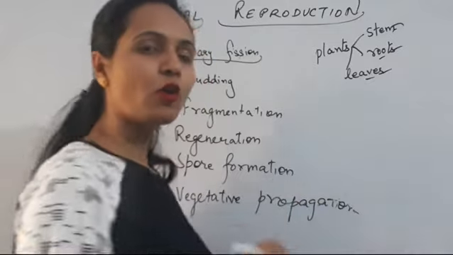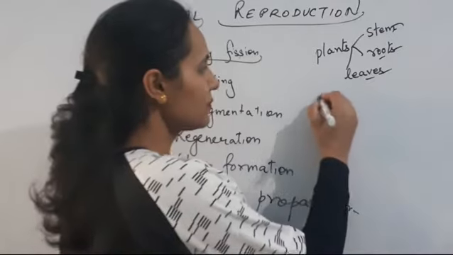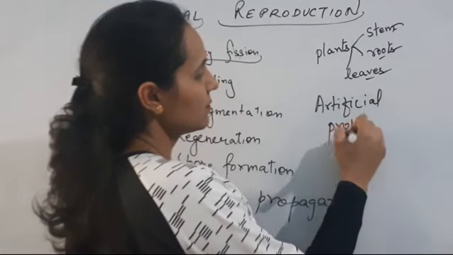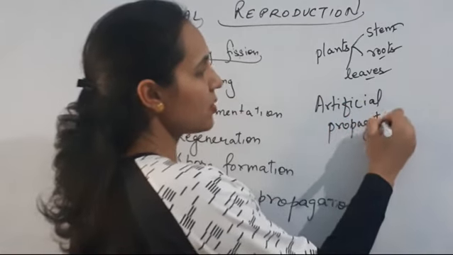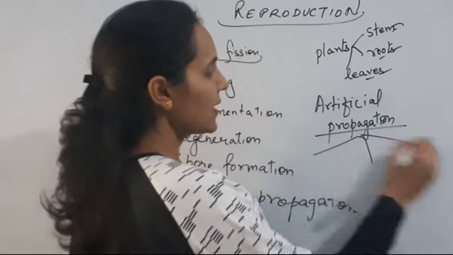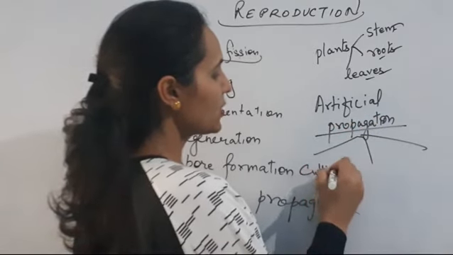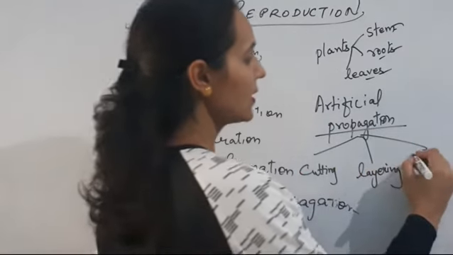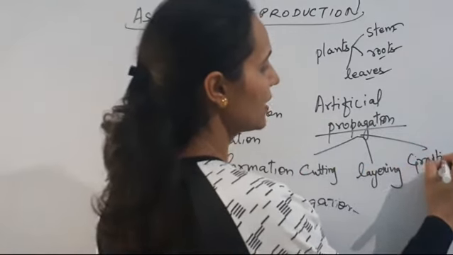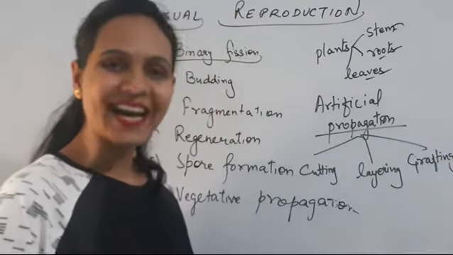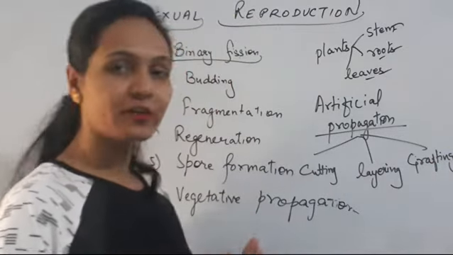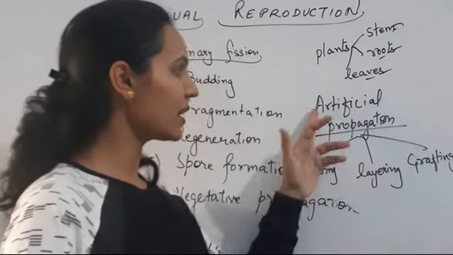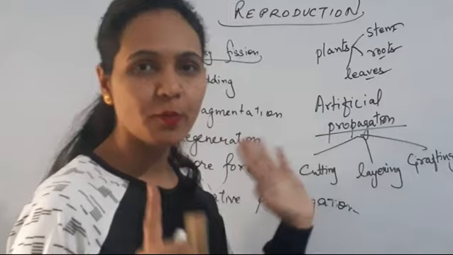For example, if we talk about artificial propagation, there are three processes which come. Number one is cutting, number two is layering, and number three is grafting. If propagation is done naturally, it is said to be vegetative propagation. If it is done by human beings, that is called artificial propagation.